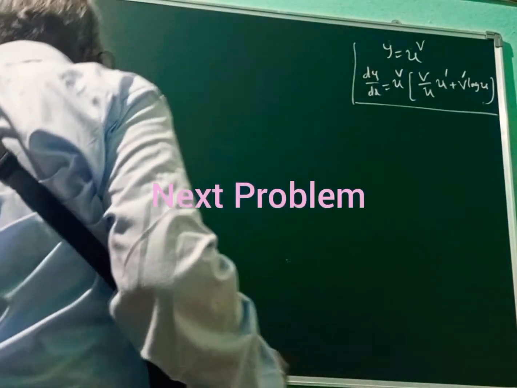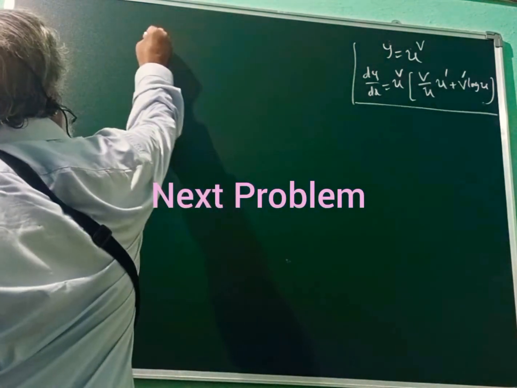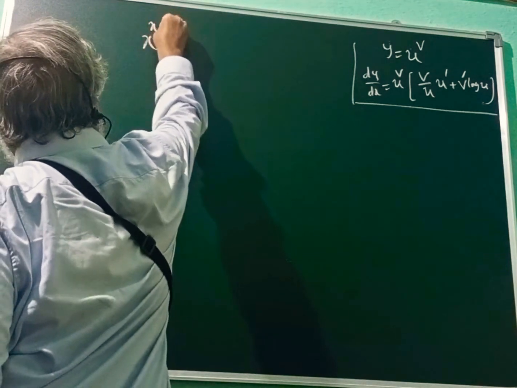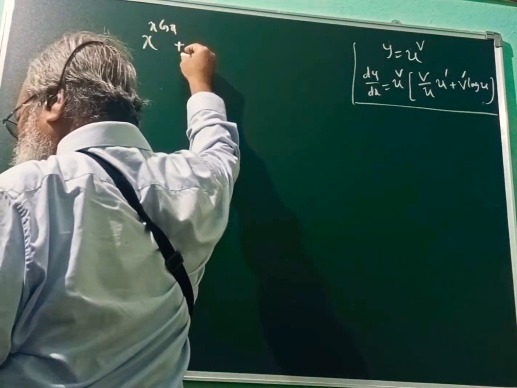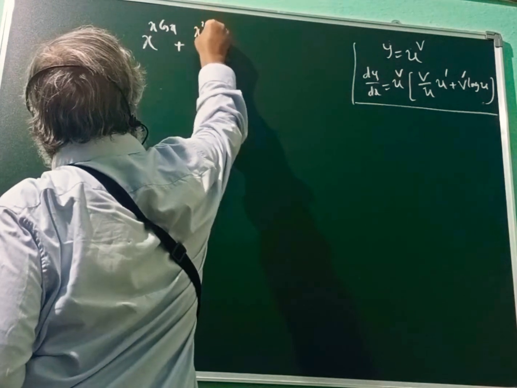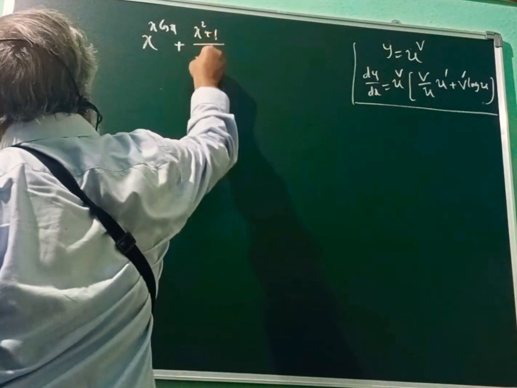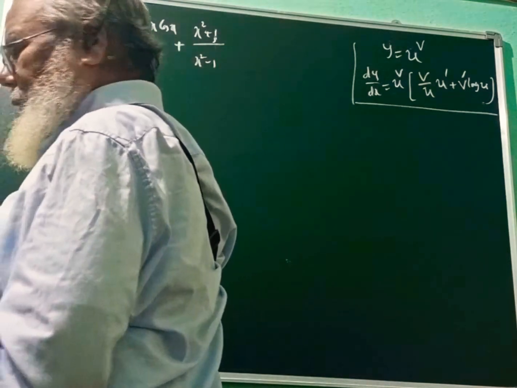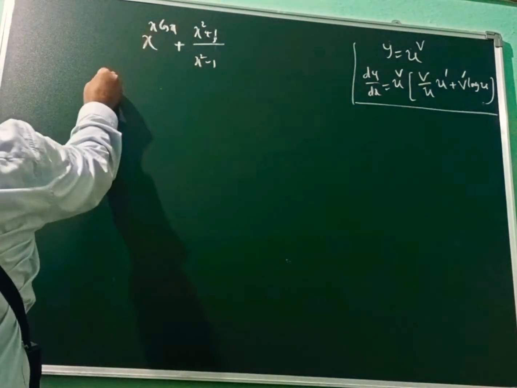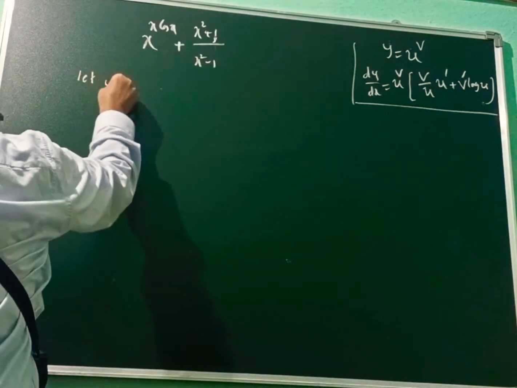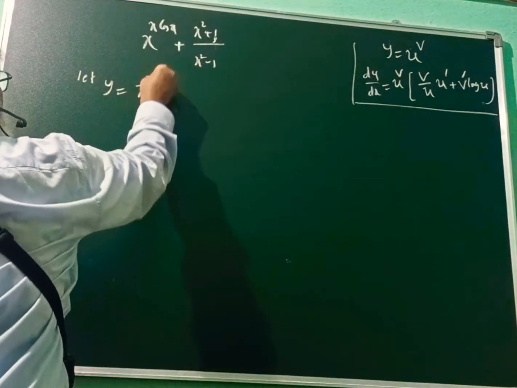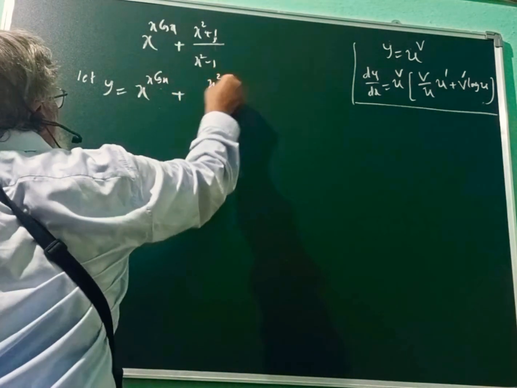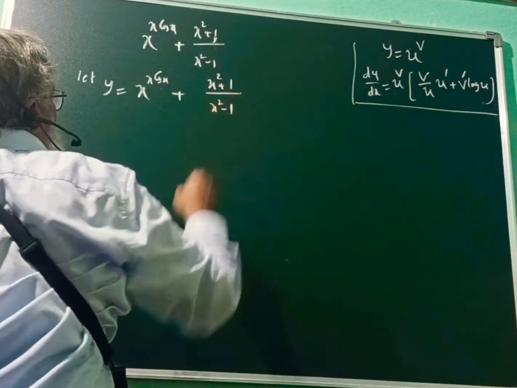Problem. Differentiate x raised to x cos x plus x square plus 1 by x square minus 1 with respect to x. Again, we suppose y is equal to x raised to x cos x plus x square plus 1 by x square minus 1.